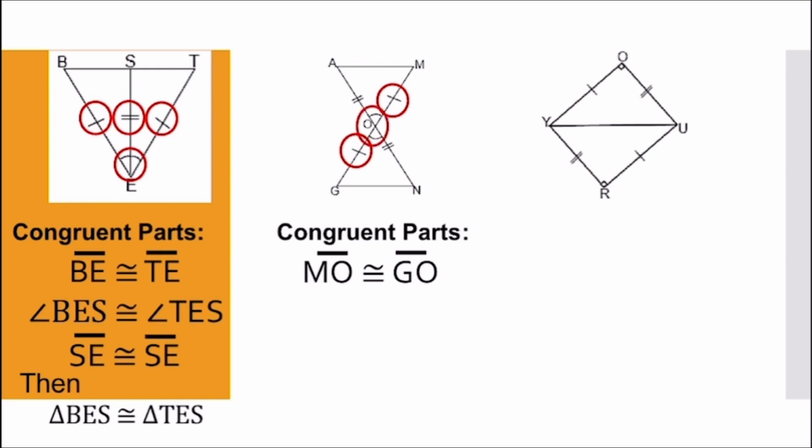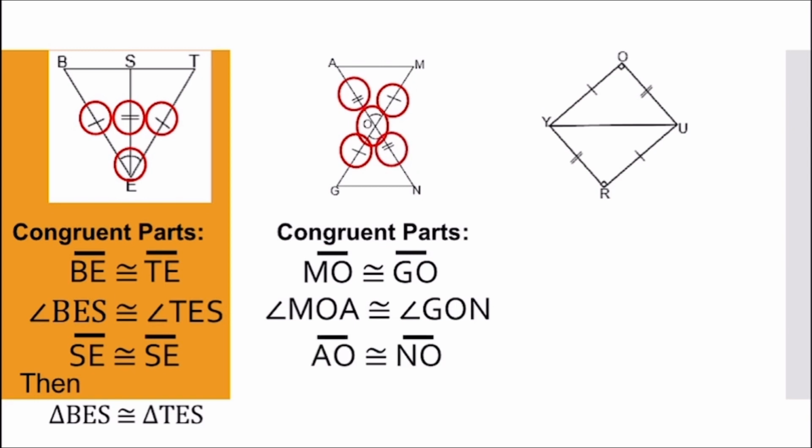For our pair of included angle, angle MOA is congruent to angle GON. And for our second pair of congruent side, line segment AO is congruent to line segment NO. Then, triangle MOA is congruent to triangle GON.